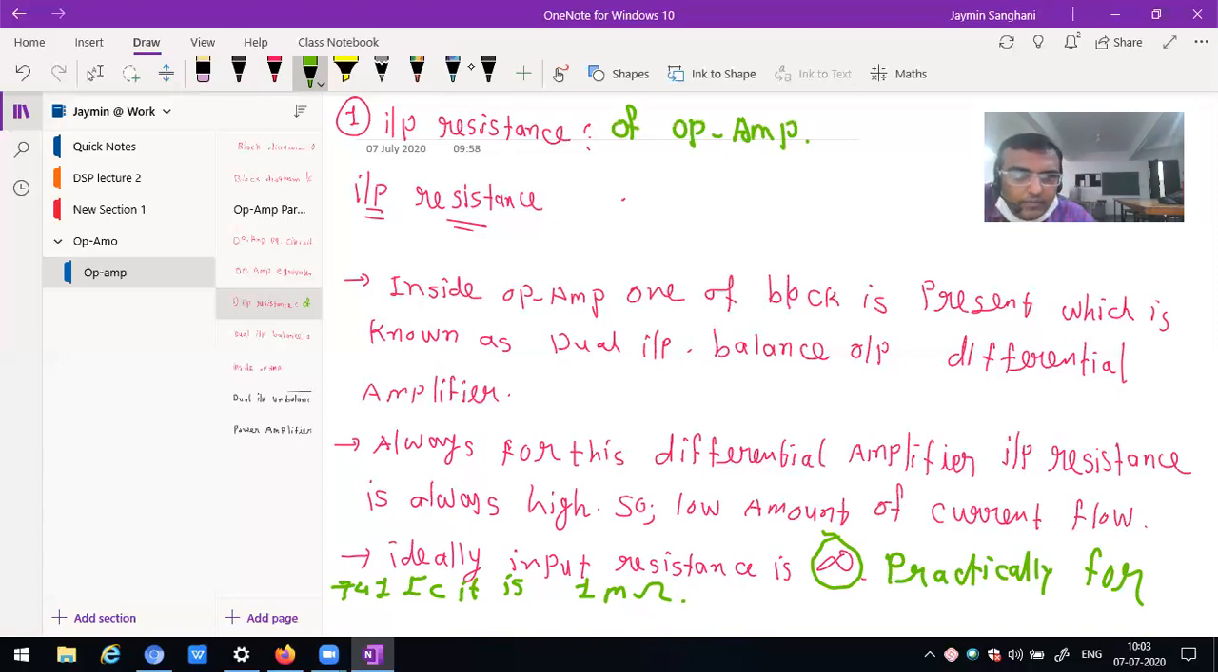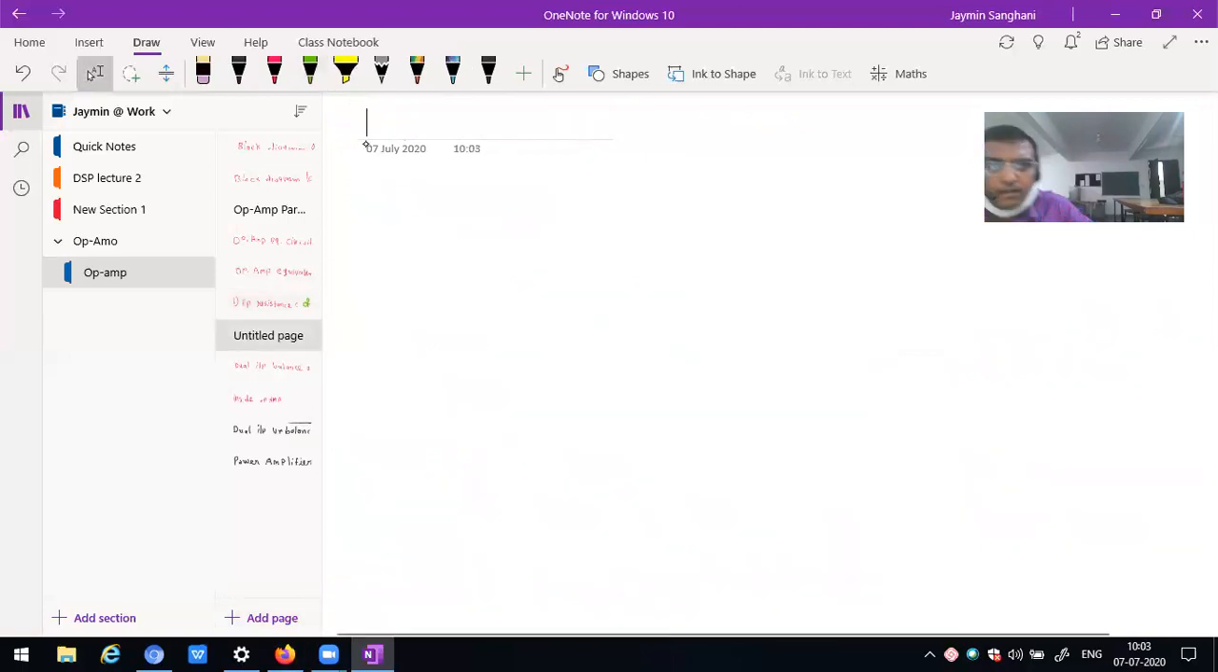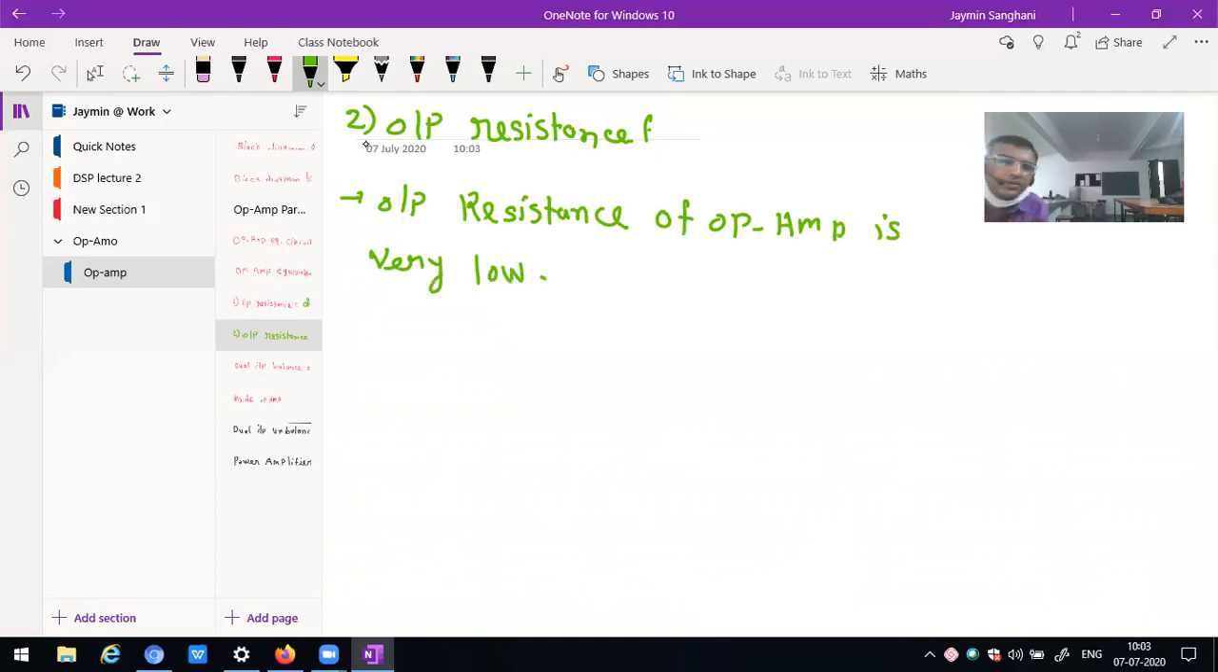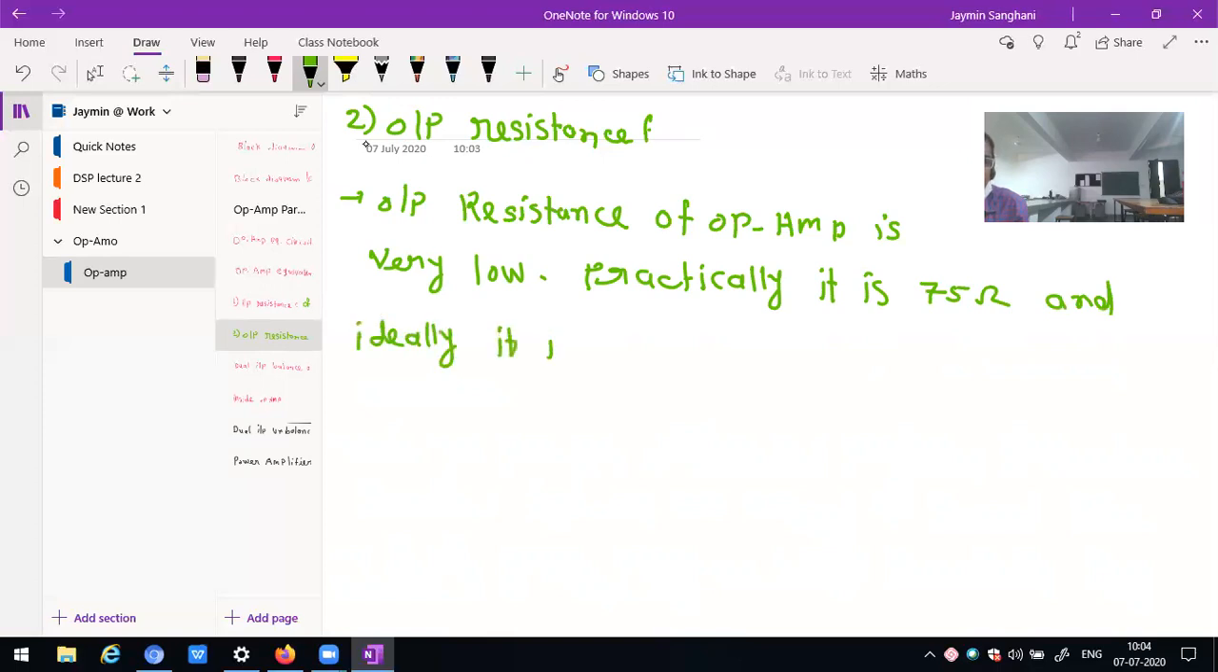Now, the second parameter is known as output resistance. The output resistance of op-amp is very low. Practically it is 75 ohm and ideally it is 0.